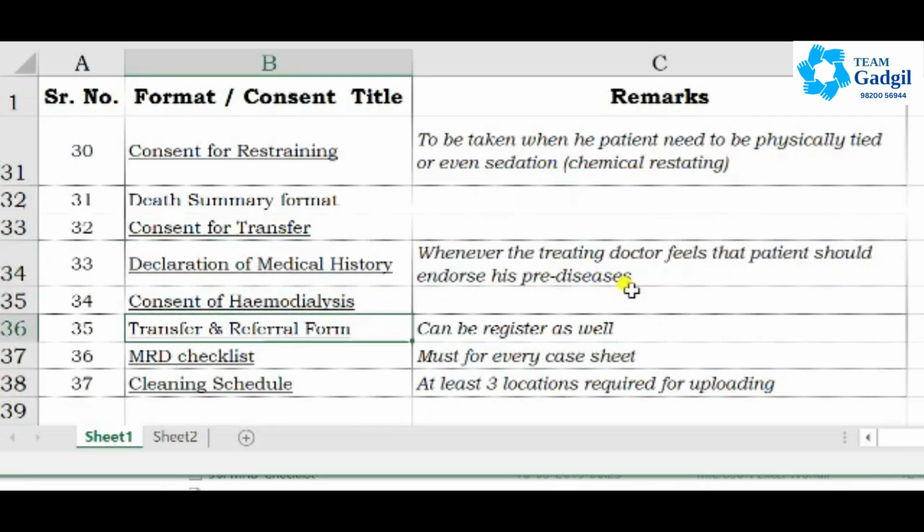Dialysis, transfer or referral: whenever you are referring or transferring a patient, this can be a register also. Instead of a form, you can opt to go in for a register as well. MRD checklist for all the patients' records. This should be the first page. Cleaning schedule, of course, we need for three locations for putting up on the website.